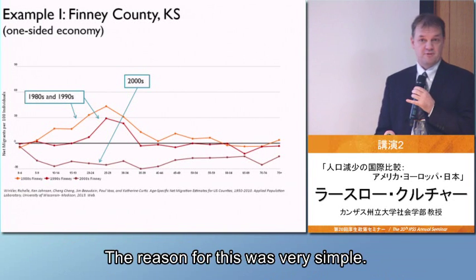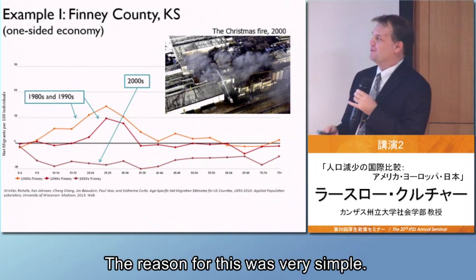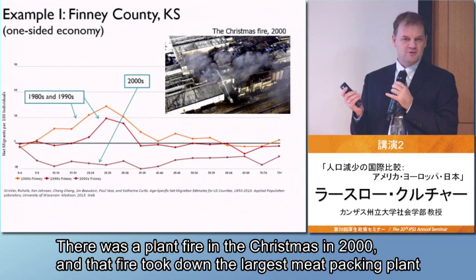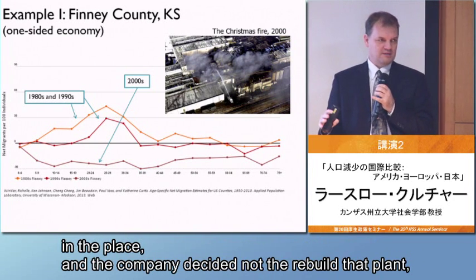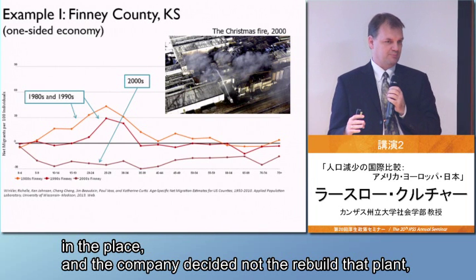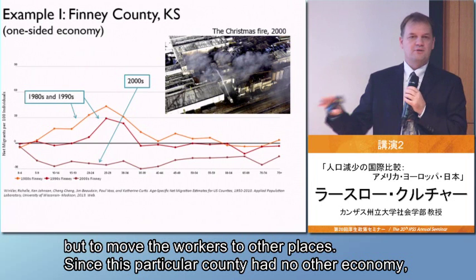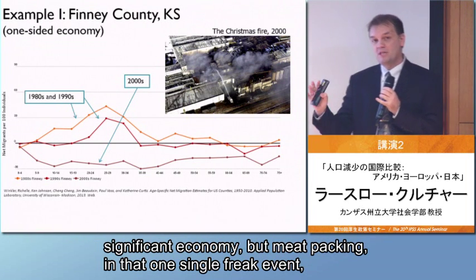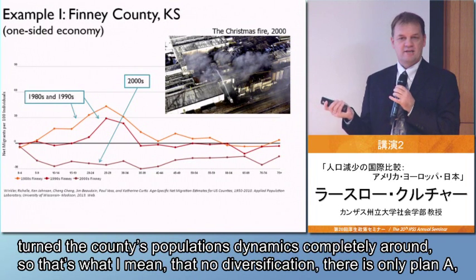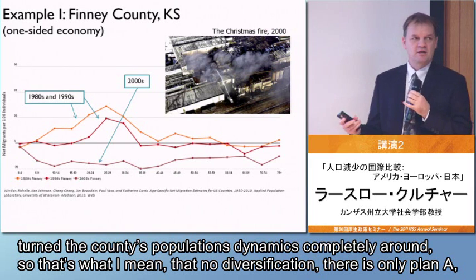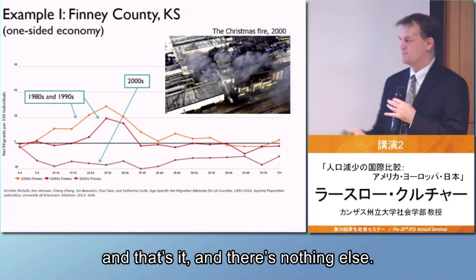The reason for this was very simple. There was a plant fire at Christmas in 2000, and that fire took down the largest meatpacking plant in the place. And the company decided not to rebuild that plant, but to move the workers to other places. Since this particular county had no other significant economy but meatpacking, that one single freak event turned the county's population dynamics completely around. So that's no diversification. There is only plan A, and that's it, and there is nothing else.